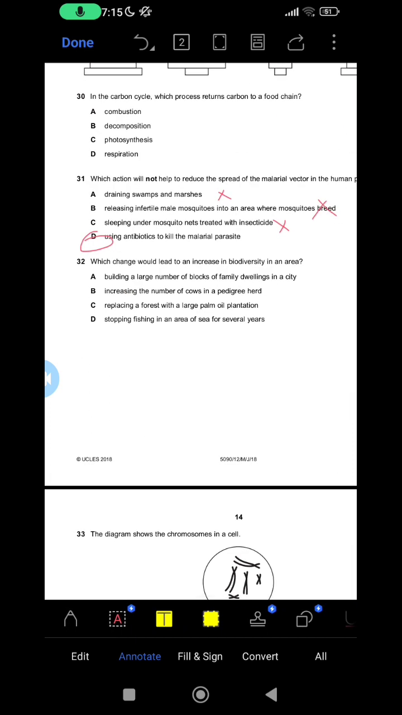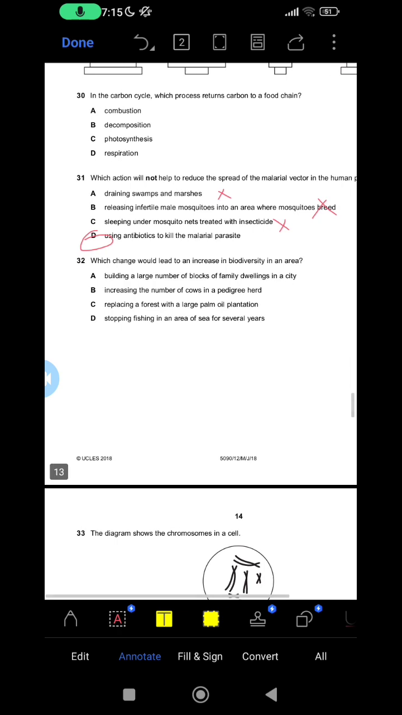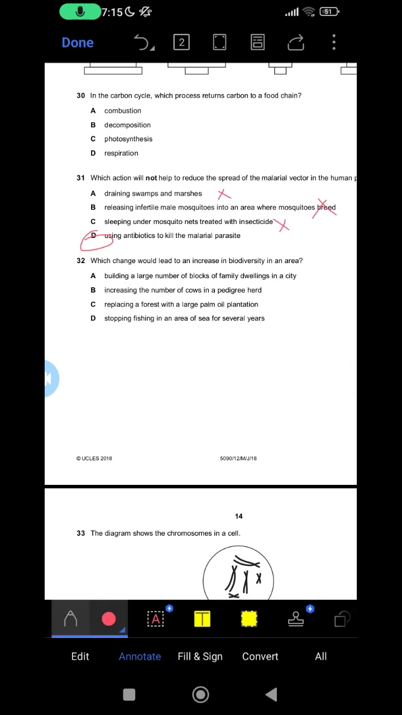Which change would lead to an increase in biodiversity in an area? Building a large number of blocks of family dwellings in a city? No. Biodiversity will increase when more types of species enter an area. This is not correct. Increasing the number of cows in a pedigree herd. This is also not correct. We need different types of species to increase biodiversity.